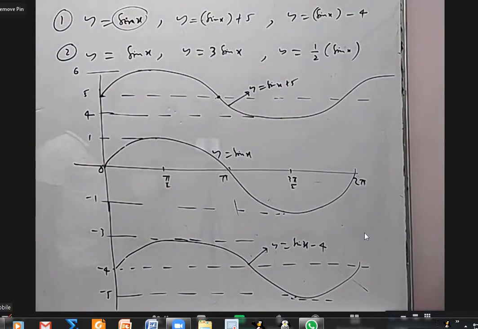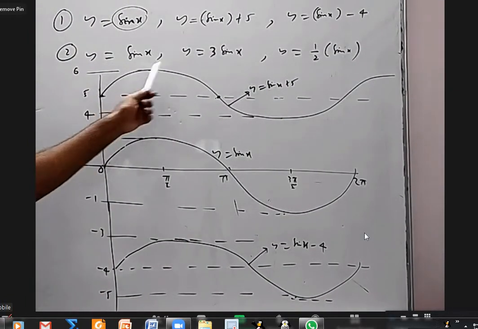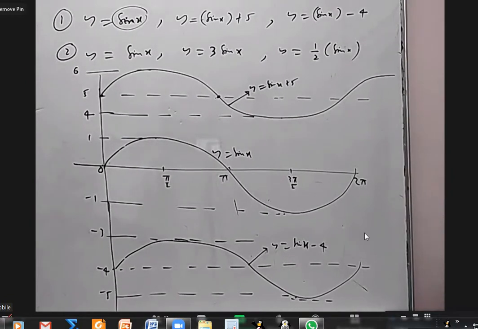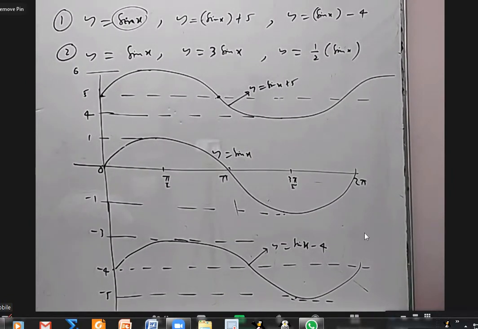Those who completed this, try to draw sin x, 3 sin x, and half of sin x. These graphs, just think about it. Should we write using CW? Yes, just put the heading trigonometric graphs and write the first question and these 3 graphs, then write the second question and try those graphs.